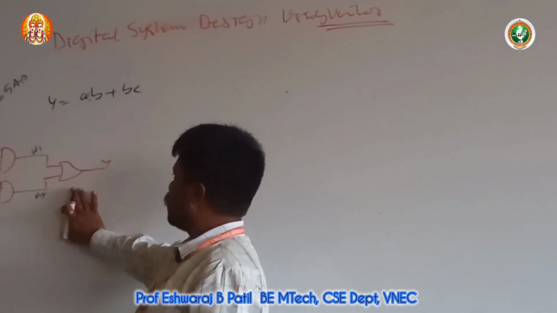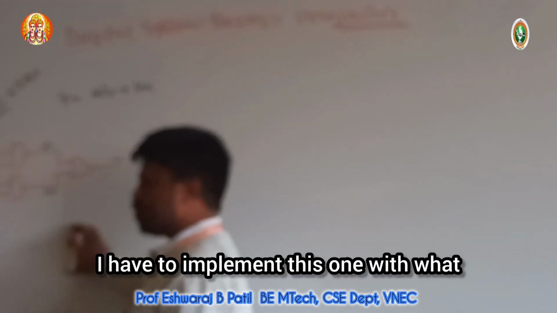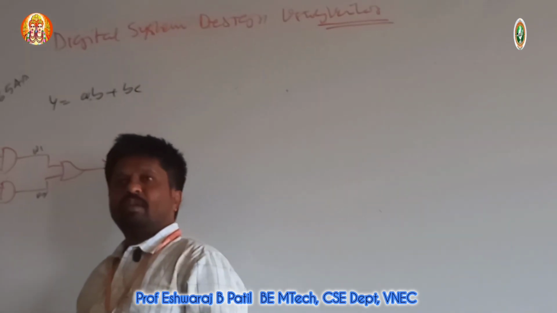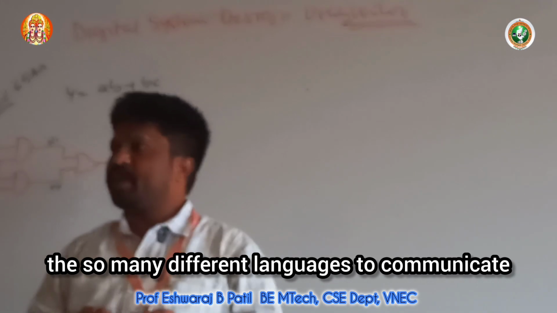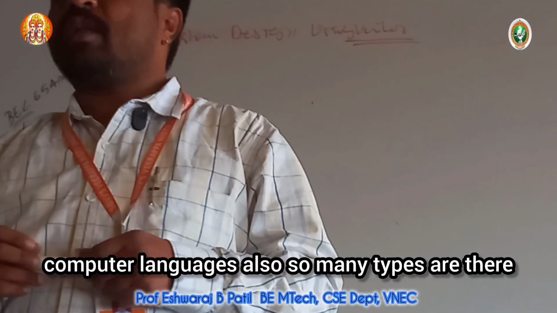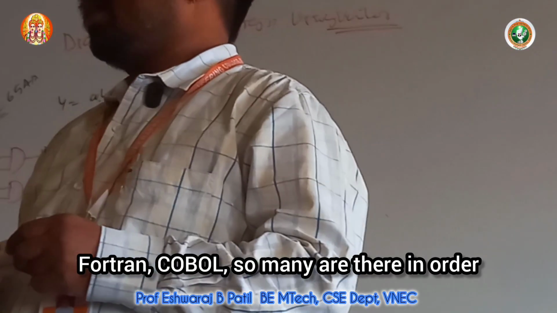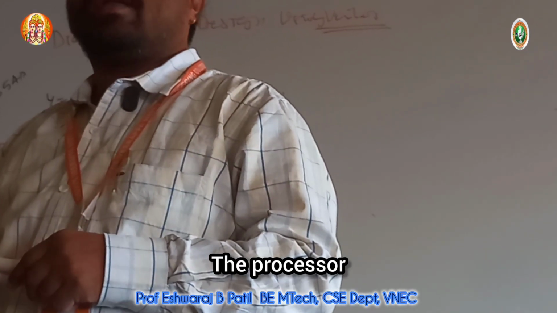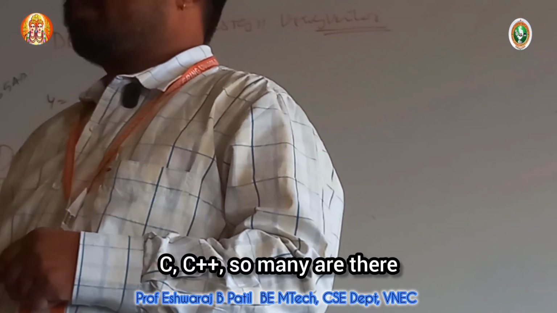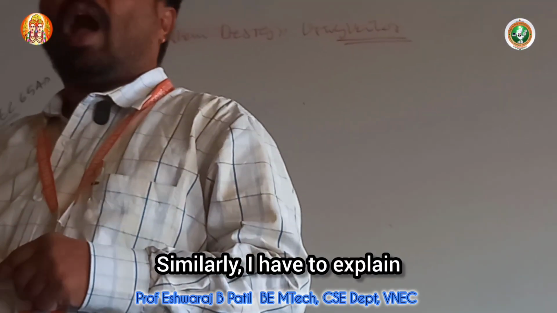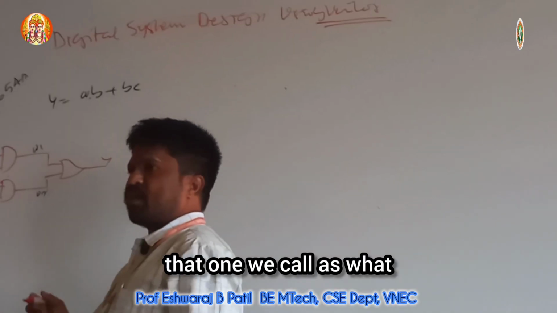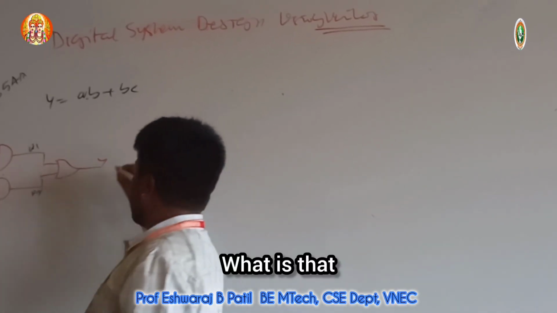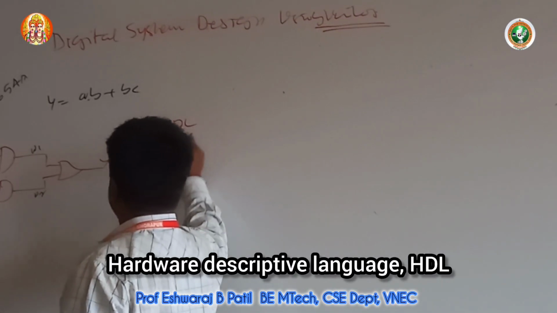Now, how do I implement this design? I have to implement it with a language. As you know, human beings have many different languages to communicate, and there are many computer languages too, like Fortran, COBOL, C, C++, to communicate with the processor. Similarly, I have to describe this digital design system with one language that we call the hardware descriptive language, HDL.